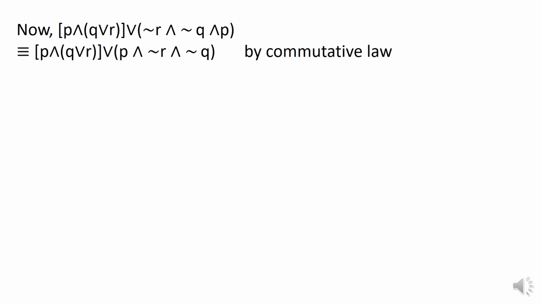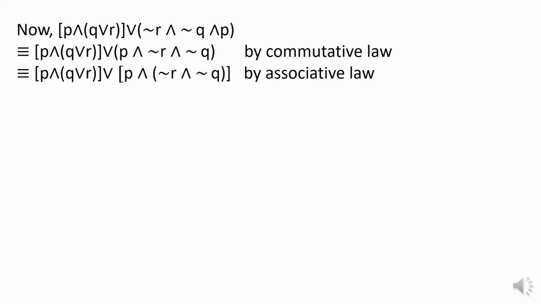Now, (P and (Q or R)) or (not R and not Q and P). This is the symbolic form which we got for the circuit. By commutative law, the first bracket remains as it is. Observe the second bracket: P and has come to the beginning of the second bracket. It has become P and. The remaining part of the statement remains as it is.